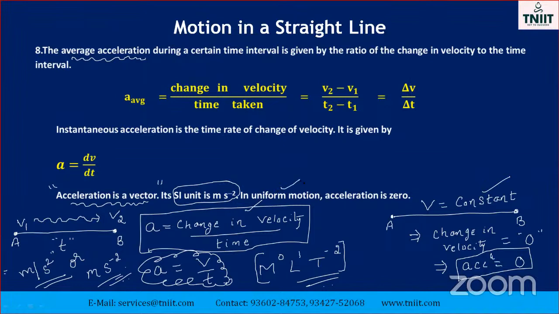Such motion we call uniform motion. So what is uniform motion? Uniform motion is nothing but the particle moving with a constant velocity. For the constant velocity, the acceleration is equal to 0.